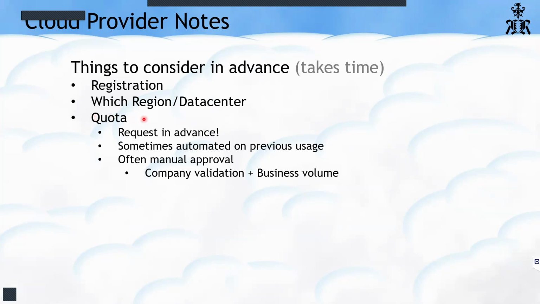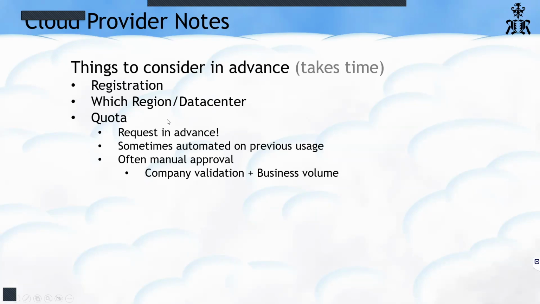Then, main issue, quota. Cloud providers restrict you in the maximum number of VMs you can start. They do that for two reasons. They have to plan how many VMs can be used, and the other thing is they don't know if you can pay for 100 or 1000 VMs. That's why they have these quota restrictions.